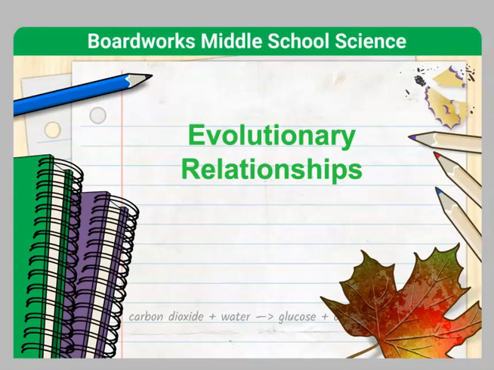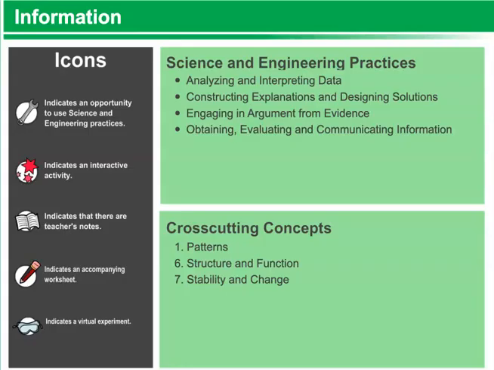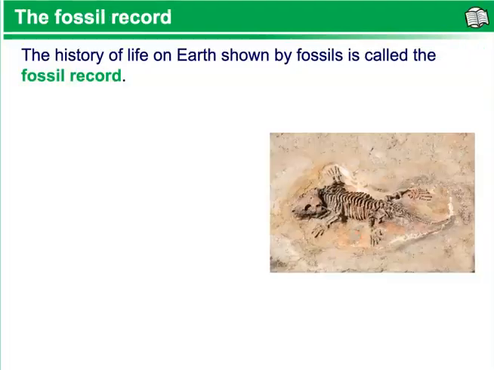Evolutionary relationships. In this lesson, we will look at the science and engineering practices of analyzing and interpreting data, constructing explanations and designing solutions, engaging in argument from evidence, and obtaining, evaluating, and communicating information. Our cross-cutting concepts include patterns, structure and function, as well as stability and change.